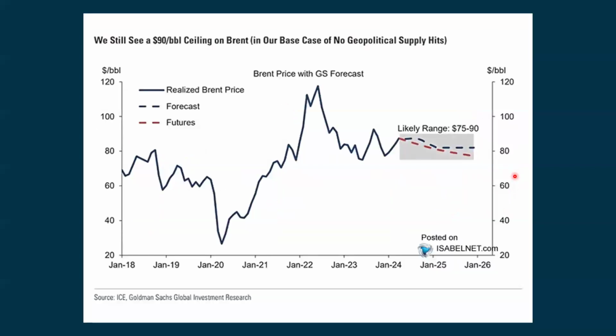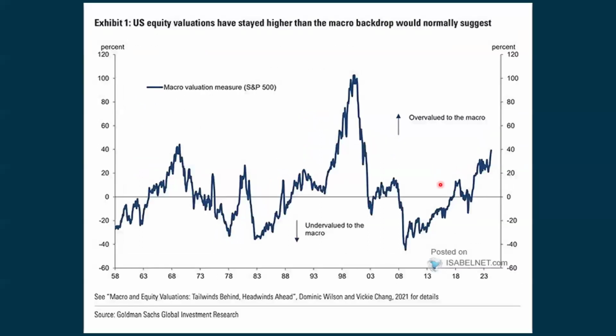And then this is looking at oil and just what Goldman Sachs thinks that they'll see as far as oil prices. We've seen oil really bouncing around, especially this last week, and over the last couple of weeks, as tensions have really increased in the Middle East, but they still project this actually coming down. Then looking at valuations and how they've stayed higher than the macro backdrop would normally suggest. This is just saying that stocks tend to be more overvalued at this time.